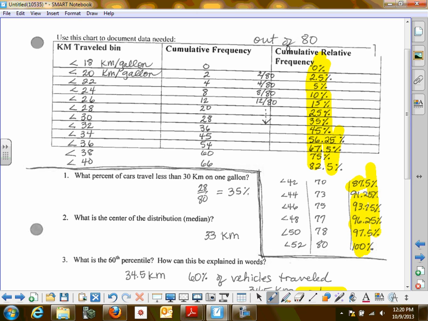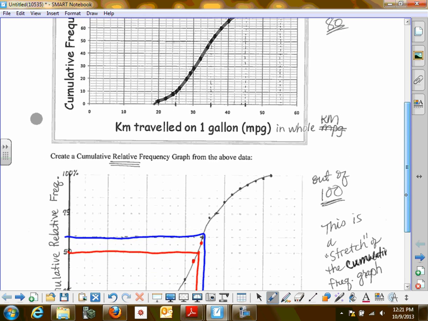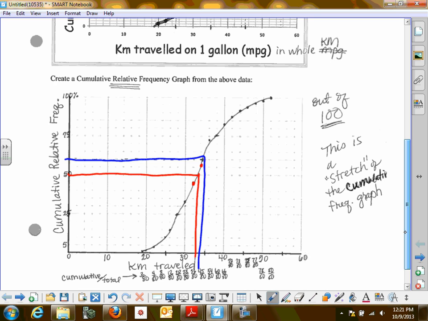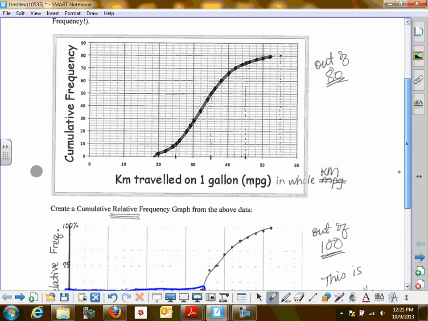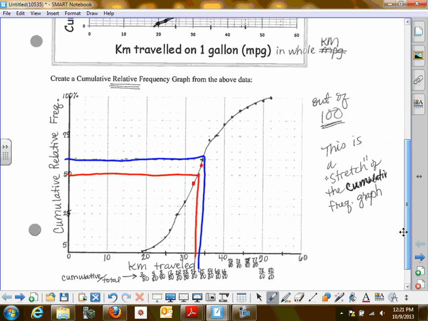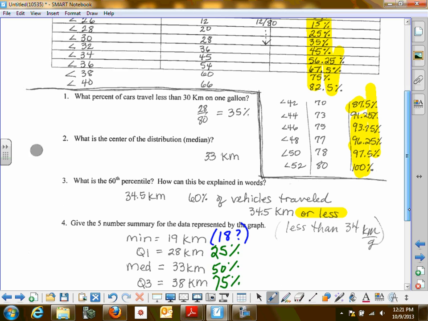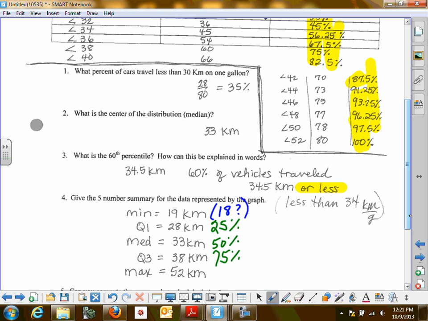What did changing it into percent do to the picture? It stretched it out, because now it was out of 100% instead of just out of 80. So your picture then looks more like this. You can see it's similar in shape, it's just stretched out longer and skinnier and narrower. Okay, and then let's answer those questions. So the first question we actually did together the other day. What percent of cars travel less than 30 kilometers? And that's 35% of them travel up to 30 kilometers.